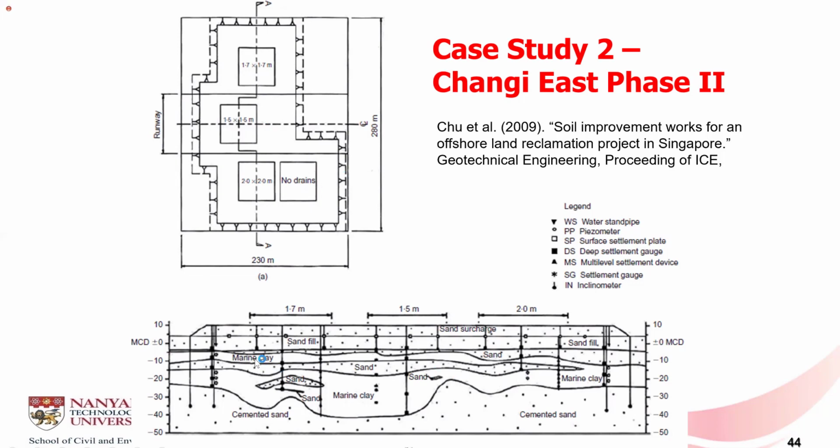So here are the soil profiles. Although we tried to choose a more or less uniform soil profile, nevertheless you can still see that within a short distance of 230 to 280 meters, the soil profile is very erratic with sand lenses embedded in between.